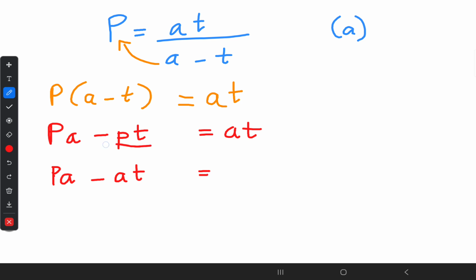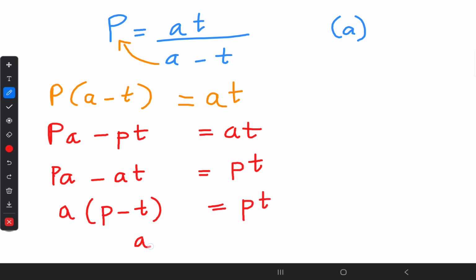Hereafter we don't want this negative pt on the left hand side, because it does not consist of any quantity a itself. So that's why I will bring the negative pt as a positive pt to the next hand side. Then here a would be the common factor, thereafter p minus t, that equals pt.